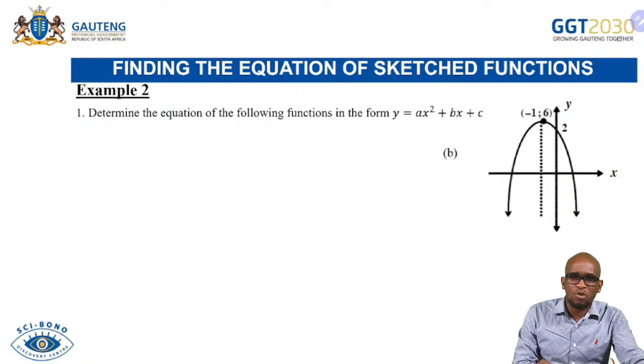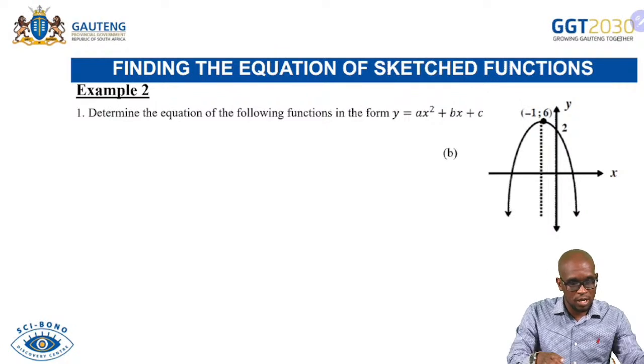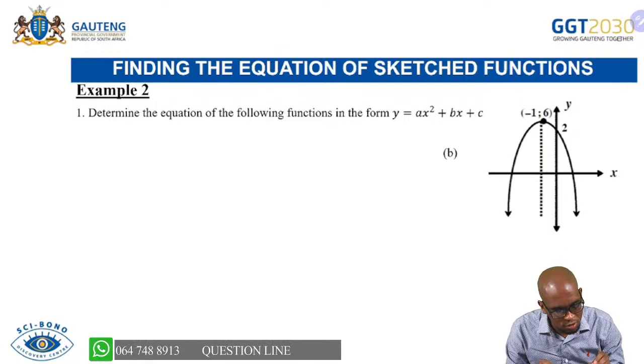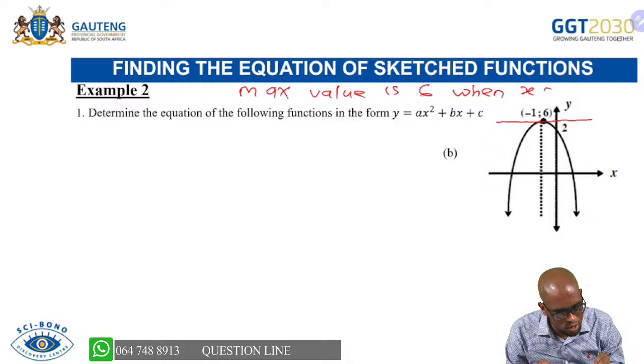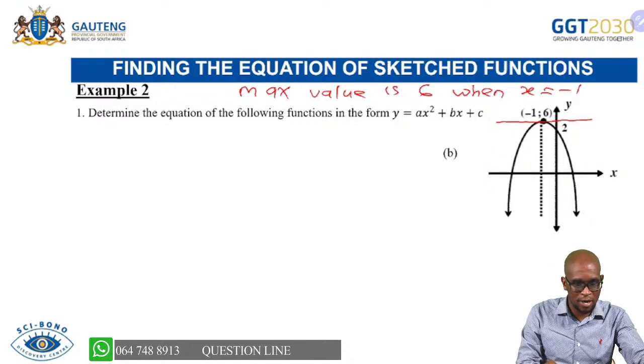If you look at the second one, we are given a quadratic function or a parabola as well here. If you check our parabola, you see that you are given a parabola with a maximum value of 6. The maximum value of this is 6 when x is equal to minus 1. That is what we have by just looking at that parabola.